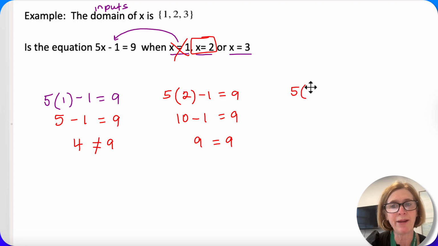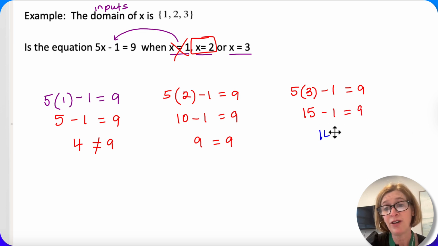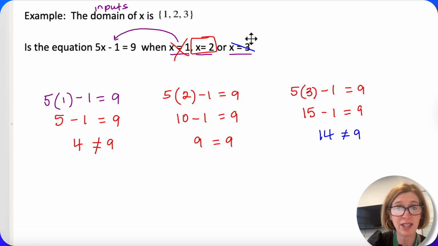I'm going to try 3. 5 times 3 minus 1 equals 9. 5 times 3 is 15. 15 minus 1 is 14. 14 does not equal 9, so the only solution to this equation is x equals 2. That's basically what you're doing when you solve an equation. But now let's move on.